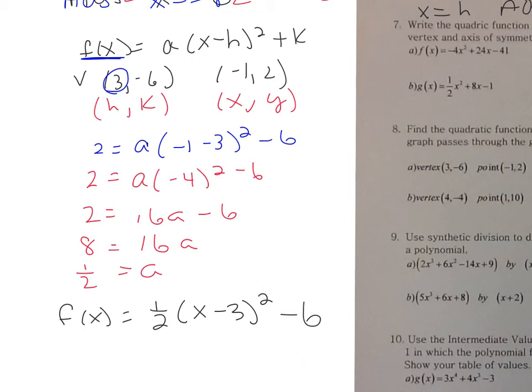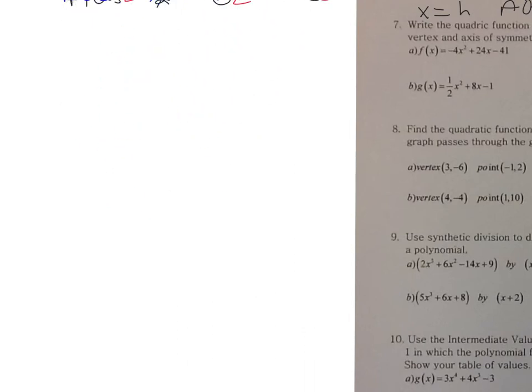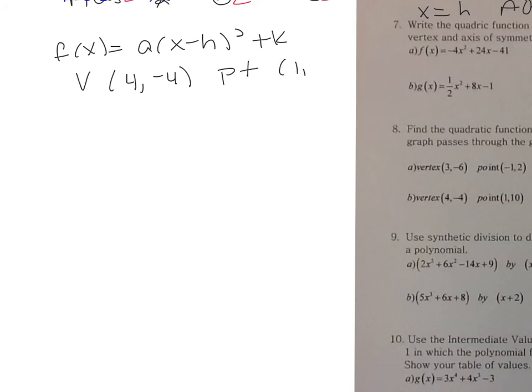Okay, let's try 8b. All right, same formula. f of x is equal to a times x minus h squared plus k. Vertex is (4, negative 4), and my point is (1, 10). Remember, (h, k), (x, y). Okay, so let's plug in. My y value is 10.